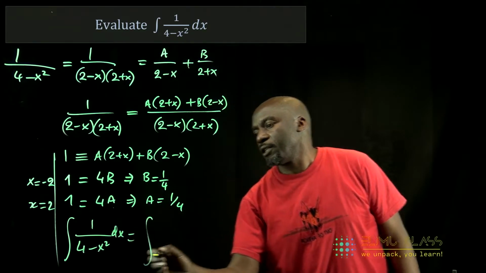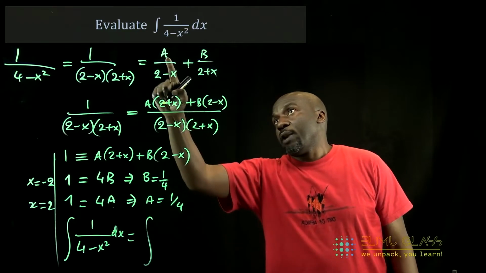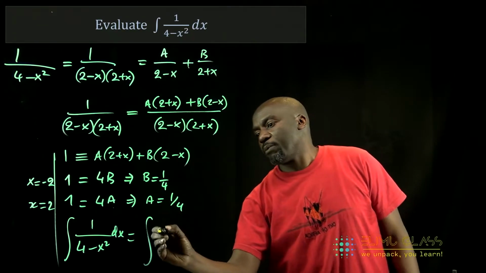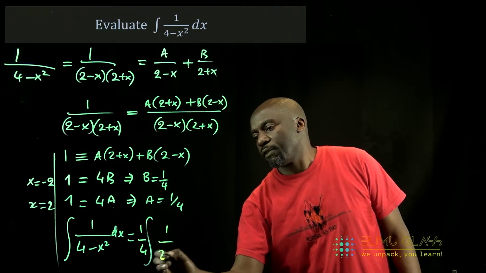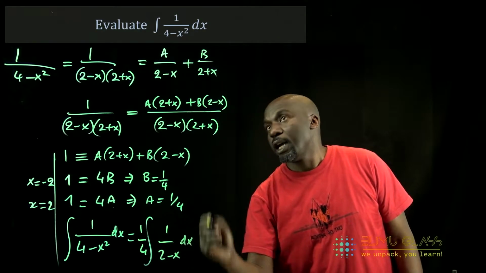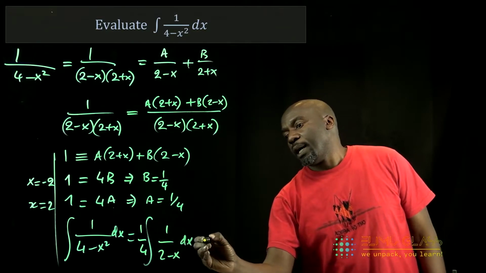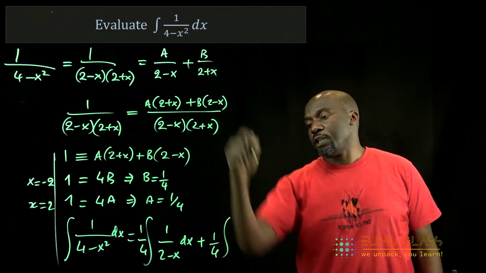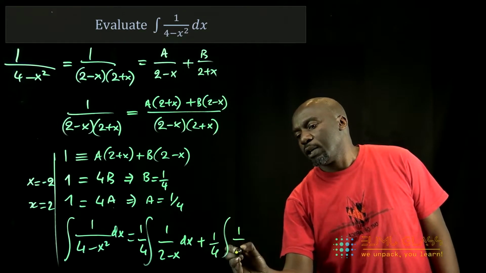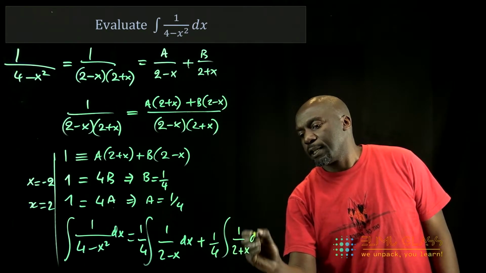This is the same as integral of, well, that is now 1 over 4, so I can put 1 over 4 outside, and I do integral of 1 over 2 minus x dx, and I can say plus 1 over 4 integral of this b here, which is 1 over 2 plus x dx.